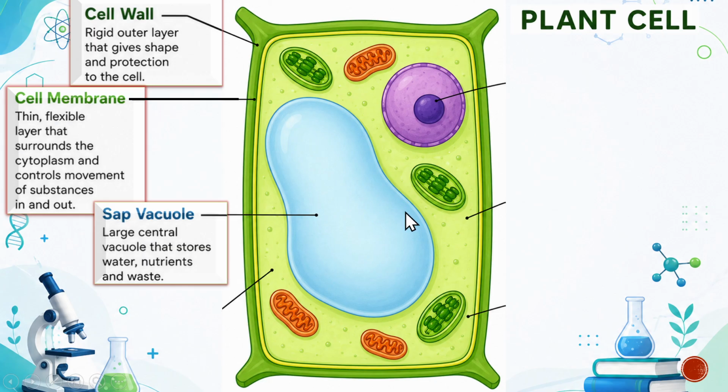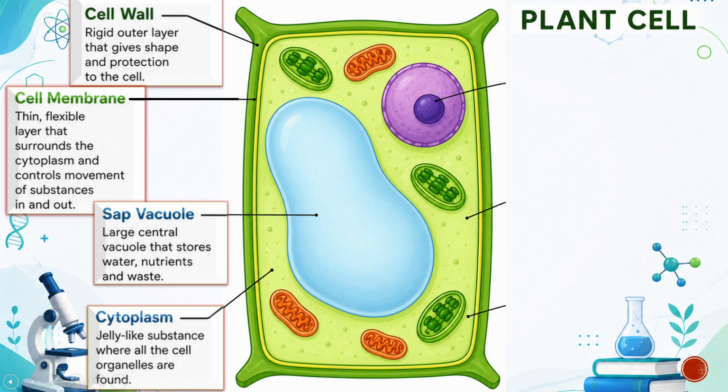Now this blue colored part you see over here, right? This is the sap vacuole. Now as you see, the sap vacuole is centrally located, right? And it basically stores all the water and nutrients as well as the waste of that particular cell. All right, so the sap vacuole is where the water, nutrients and waste are stored for the cell.